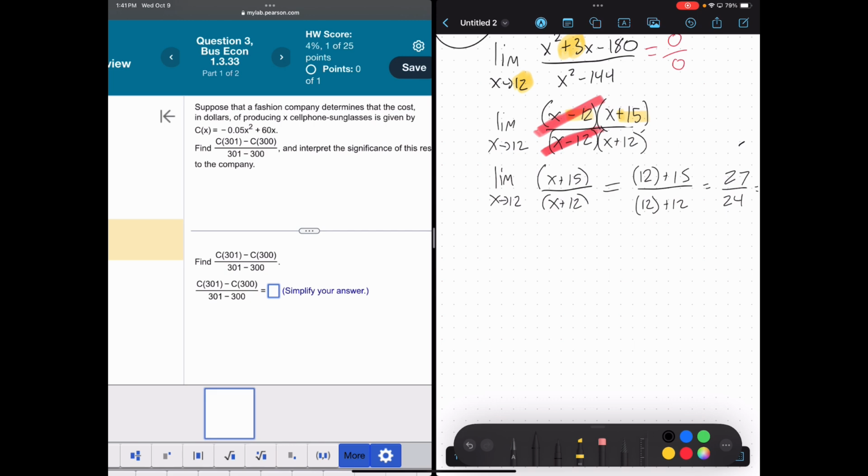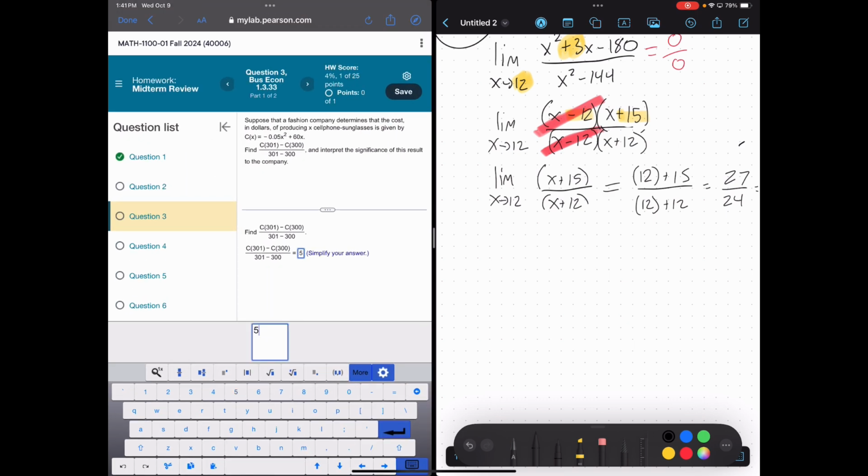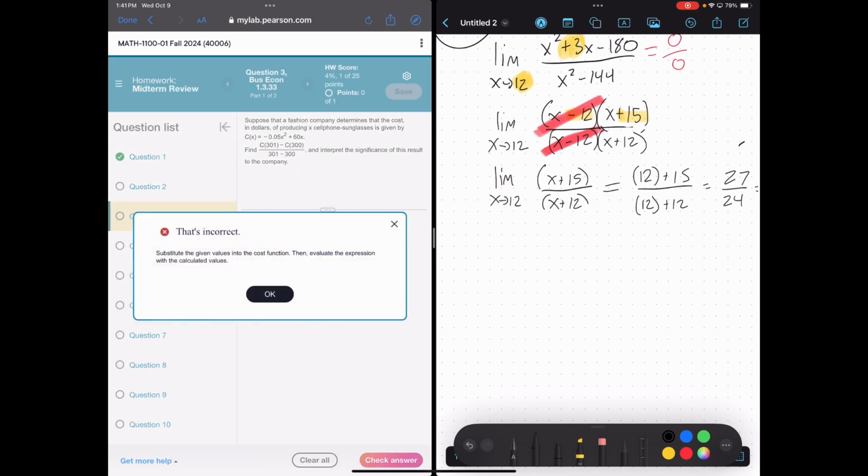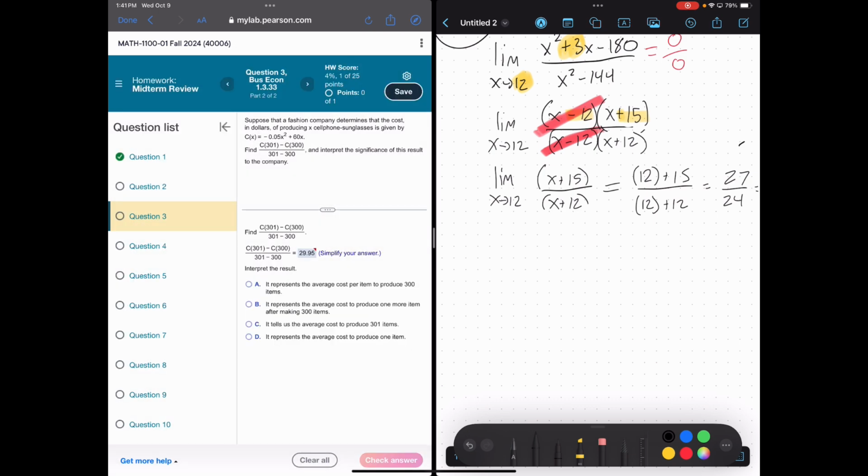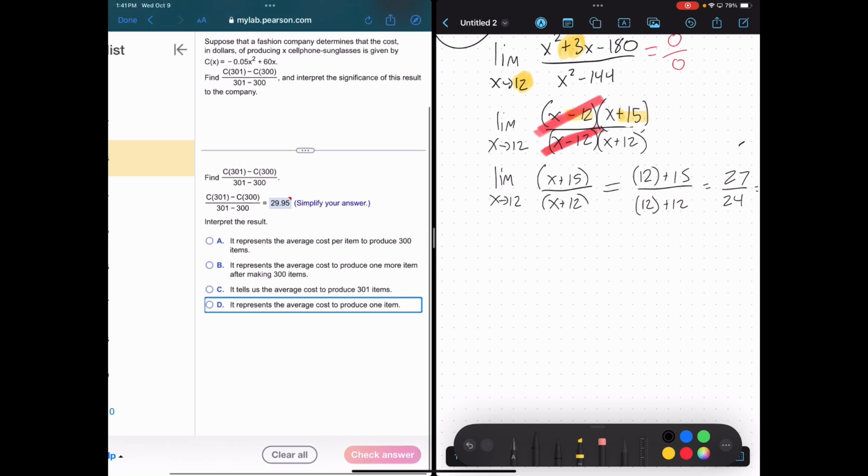Oh, great. I don't actually want to put in the time to answering this one, so I'm just going to purposely get it wrong. Yes. Check answer. I know it's wrong. I know. Because I now want to look at this one, interpret the result.